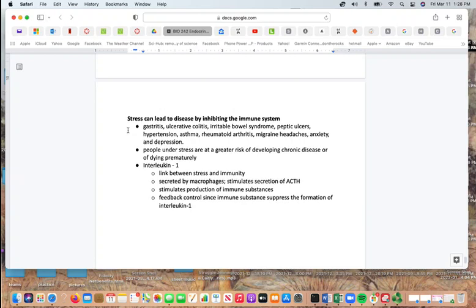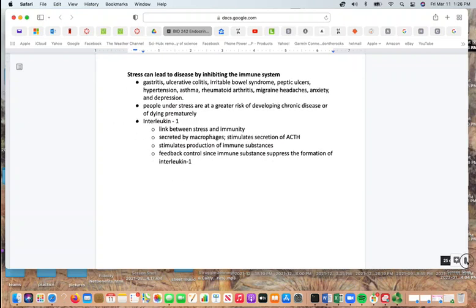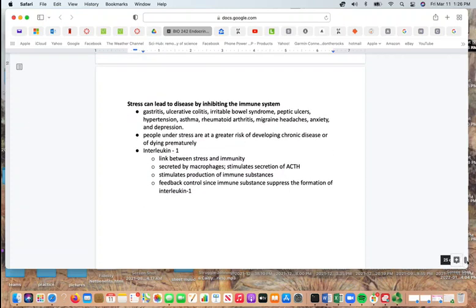So we can look at interleukin-1 involvement in there. There's a link between stress and immunity. It can be secreted by the macrophages and stimulates the secretion of adrenocorticotropic hormone. It stimulates production of immune substances, and feedback control is involved, since the immune substances suppress the formation of interleukin-1. So the stress response is definitely not beneficial to anyone's health. So that is the endocrine system.